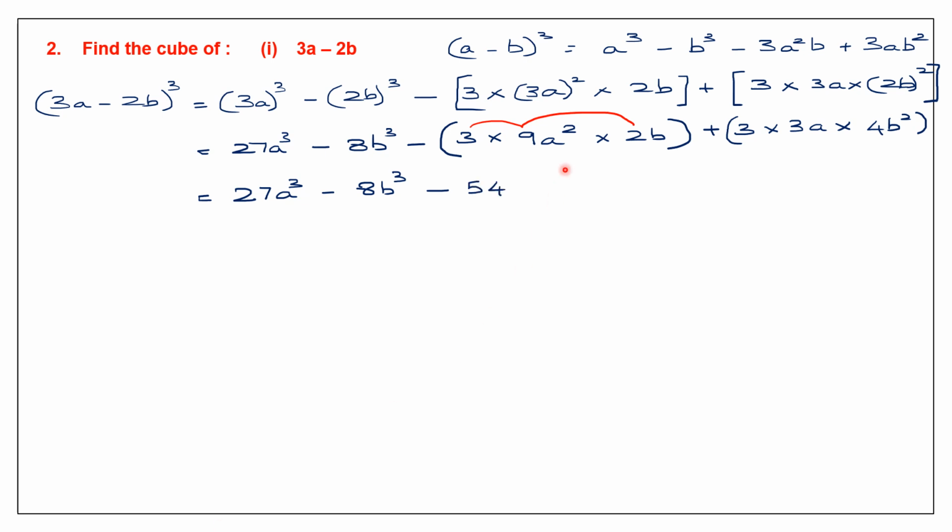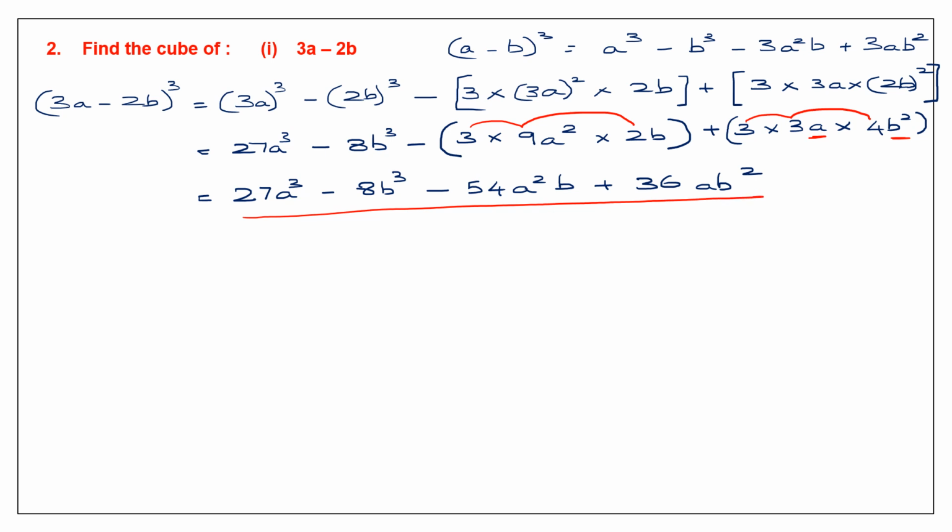So we have 54 here. And let's look at the literals. A square into b is a square b, a square b plus. Now here also let's multiply all the numbers. 3 3s are 9. 9 4s are 36. So that is 36. Now let's take the literals. A into b square is ab square. So now can you see we have 27a cube minus 8b cube minus 54a square b plus 36ab square. They are all unlike terms, so we cannot add or subtract. So this will be our final answer.